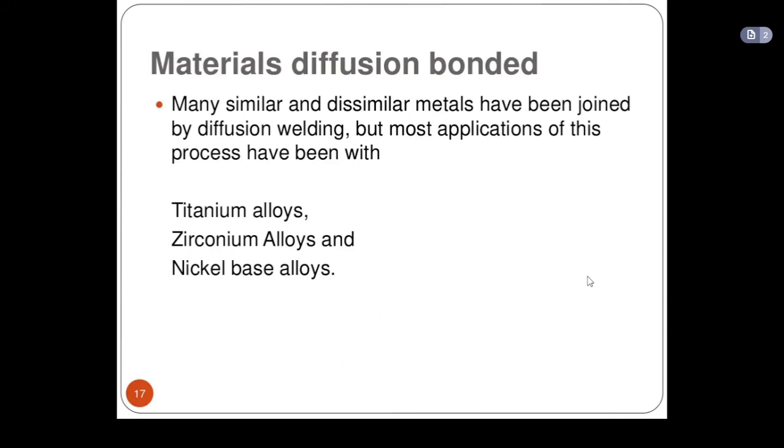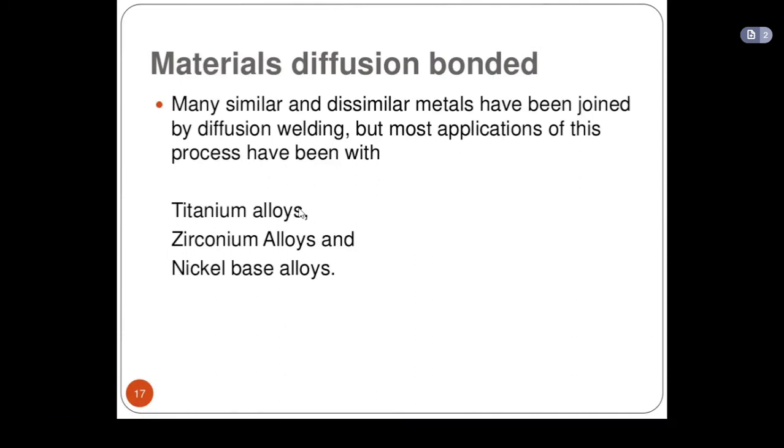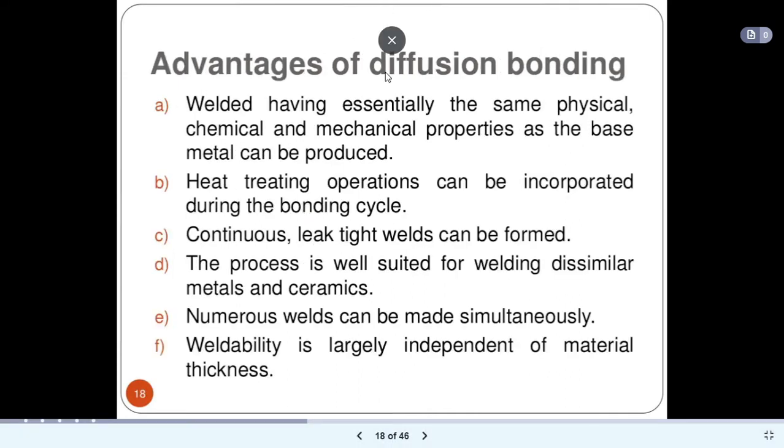Materials for diffusion bonding. Which are the materials we can join by diffusion bonding? Means which are the materials for which we can preferably use the diffusion bonding welding process. These are titanium alloy, zirconium alloy and nickel base alloy. These are some materials or alloys that can be effectively joined by diffusion bonding. Advantages of diffusion bonding: the weld can be produced having essentially the same physical, chemical and mechanical properties as the base material.